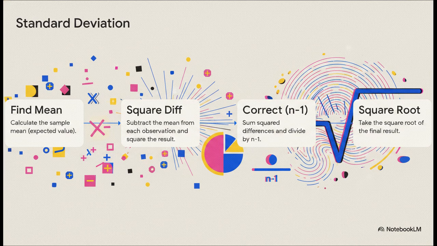Now, here is a very important gentle adjustment. We divide by n-1, which is known as Bessel's correction. We do this to ensure we don't accidentally underestimate the true risk hiding in our sample. Finally, we just take the square root, and there it is. You've just calculated standard deviation.